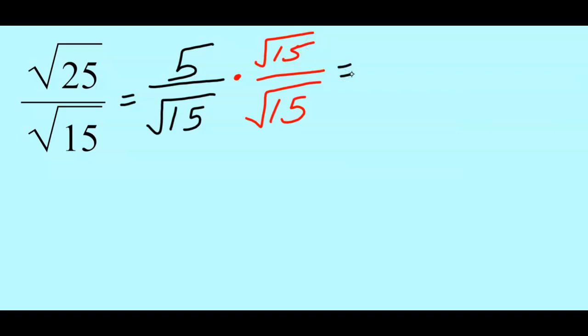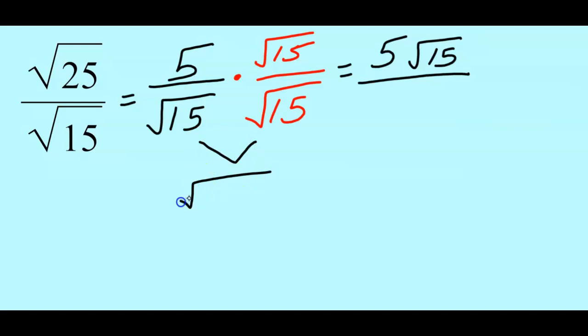So in the top, I get 5 square roots of 15 over, whenever you multiply two radicals times each other, when you multiply them together, will give you the square root of 225. The square root of 225 is just the number 15. So when you multiply two identical radicals together, the answer just turns out to be whatever the radicand was.